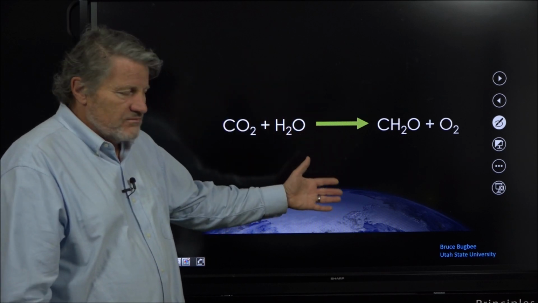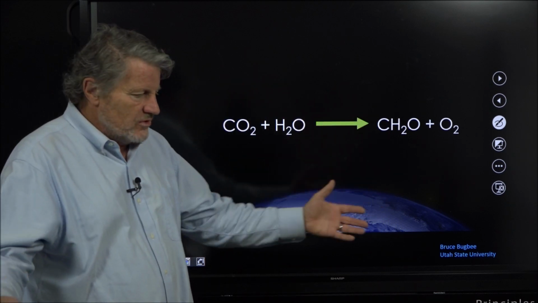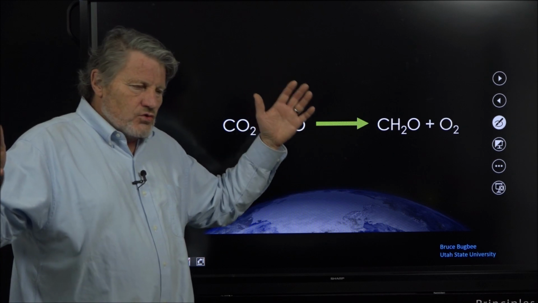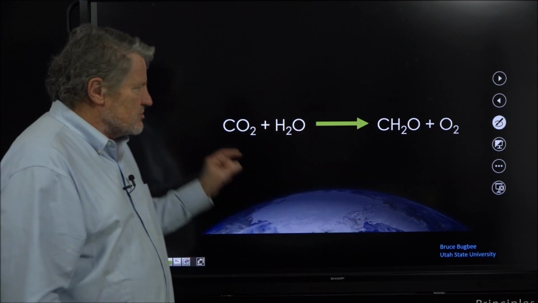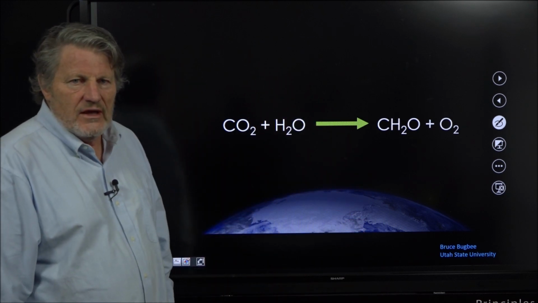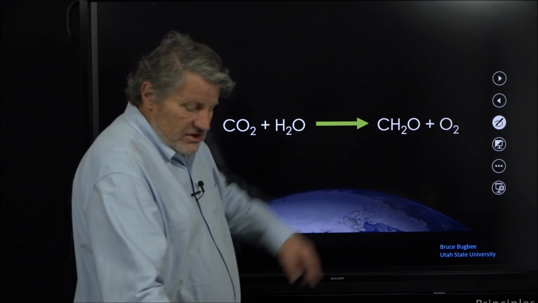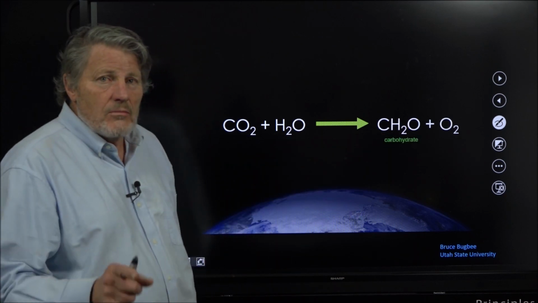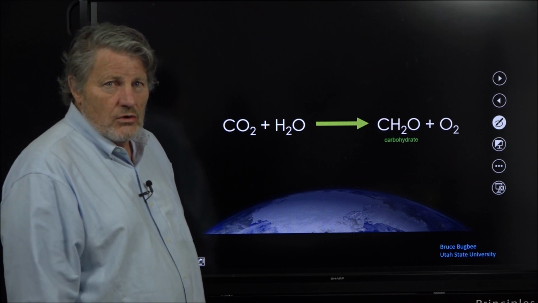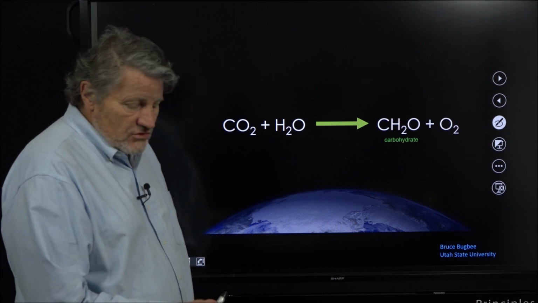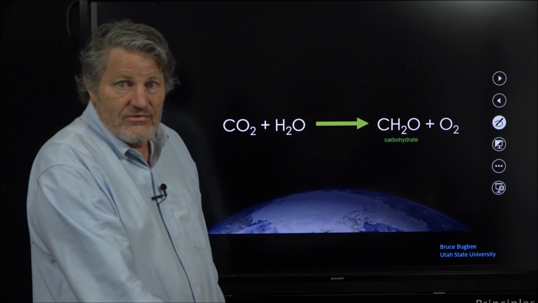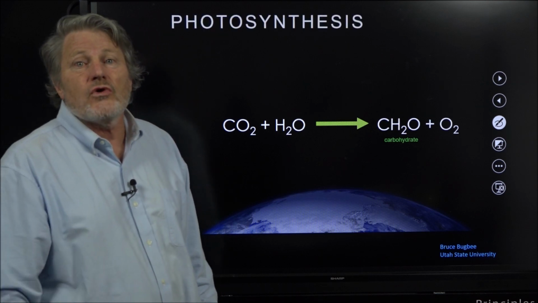Now, this is in every single high school biology textbook. It's in every textbook in college. We have 20 courses on college campuses that emphasize this equation. Of course, it helps to know what this is. That is carbohydrate, CH2O. And this equation, by now, you've figured it out. This is photosynthesis.